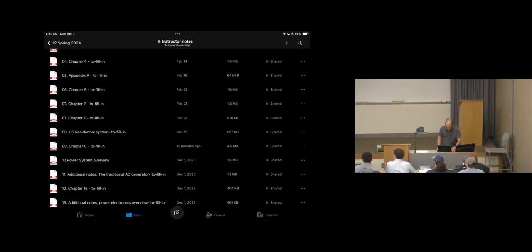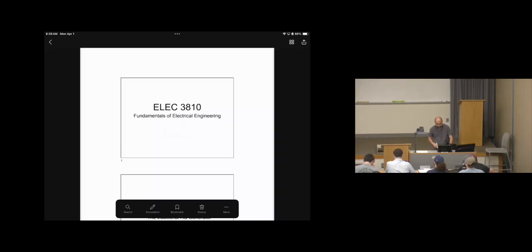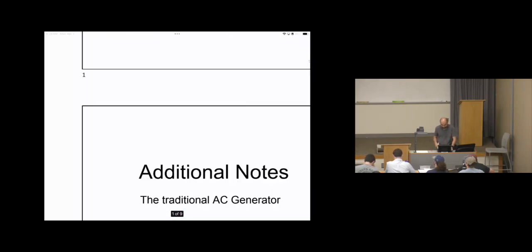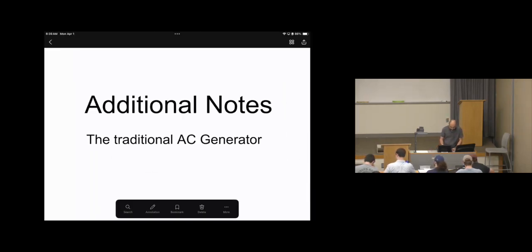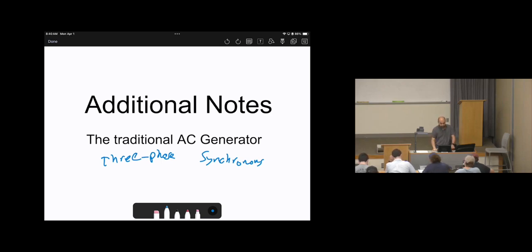This topic is not in the textbook, so that's why I called it additional notes. The traditional AC generator. Again, by the traditional AC generator we mean the three-phase synchronous generator. Synchronous, again, is for fixed speed applications, for fixed frequency. The frequency is 60 Hertz. If we need to have constant speed, then this is the best application.